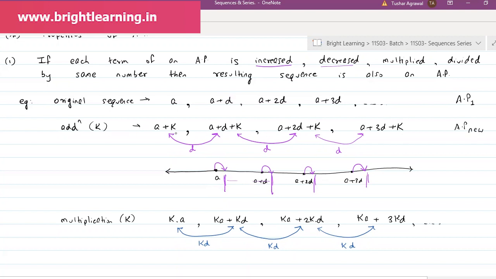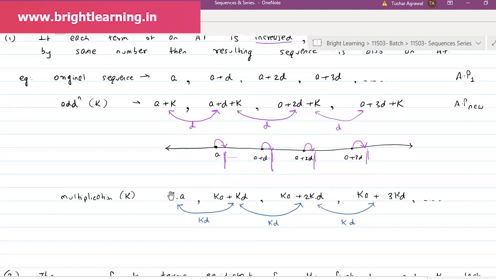The same logic, the same explanation, holds for subtraction also: A minus K, A plus D minus K, A plus 2D minus K, A plus 3D minus K, and so on. Now, what about multiplication and division? If you multiply by a constant K, the first term becomes K times A, the second term becomes KA plus KD. The third term, the original term was A plus 2D, when multiplied by K becomes KA plus K into 2D. The fourth term becomes KA plus K into 3D.